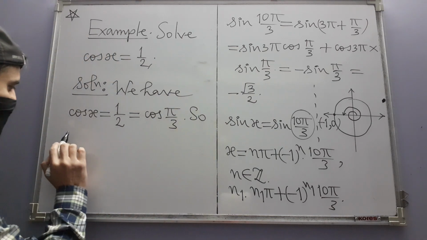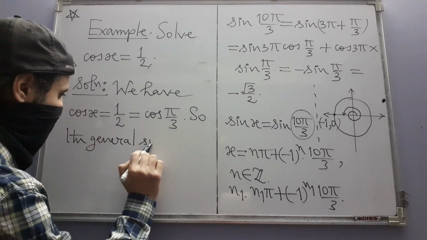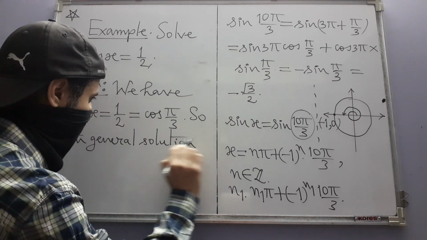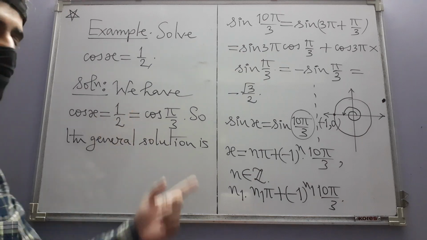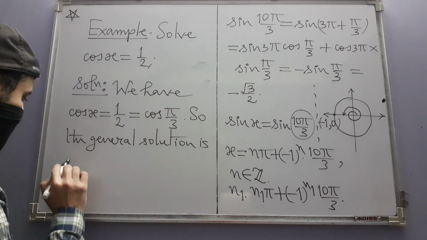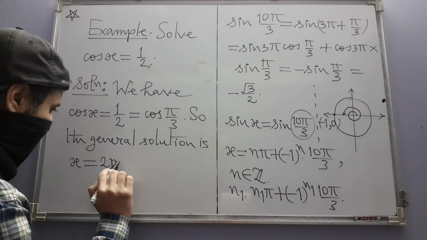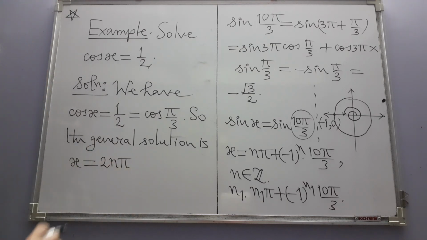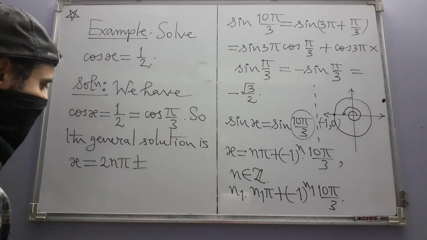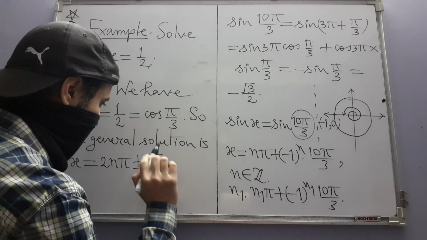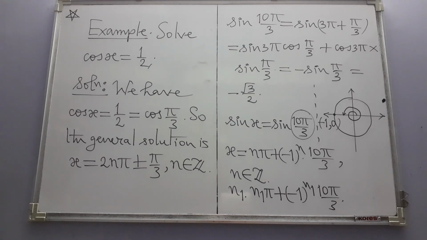So the general solution, or if you want you can make it a little longer, so the general solution of the above equation is x equal to 2n pi plus or minus pi over 3. Recall what happens when cos x becomes equal to cos y, plus or minus y, where n varies over the set of integers.